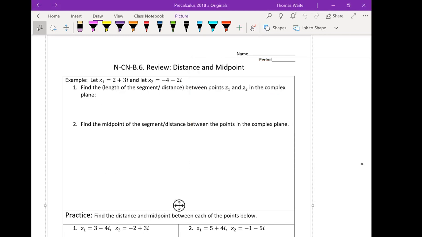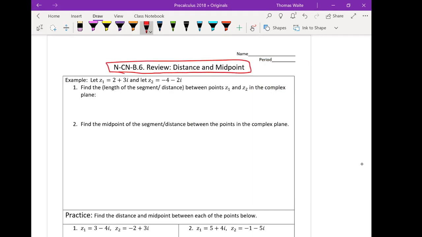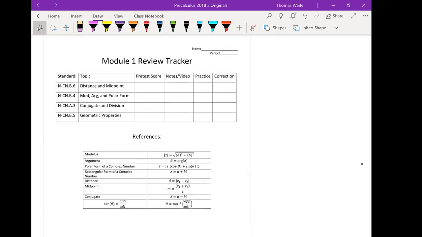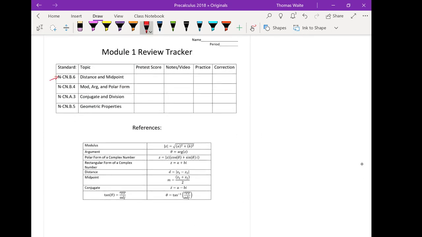Hey pre-calculus students, this is a review of our standard which focuses on distance and midpoint. So hopefully you've taken the pretest and you've graded yourself. We did that in class, and then we're keeping track. This is the standard we're going to look at in this video. So hopefully you have your pretest score here.